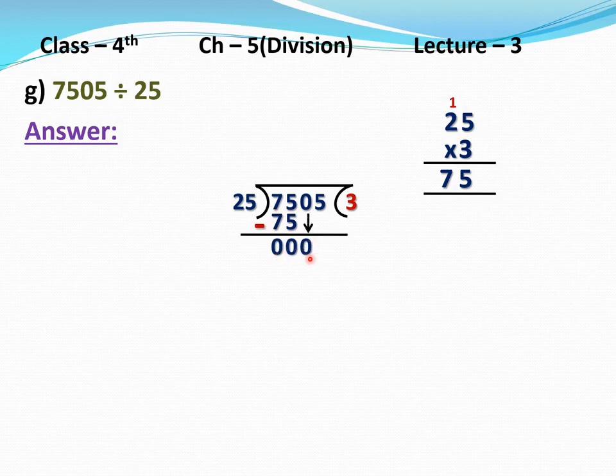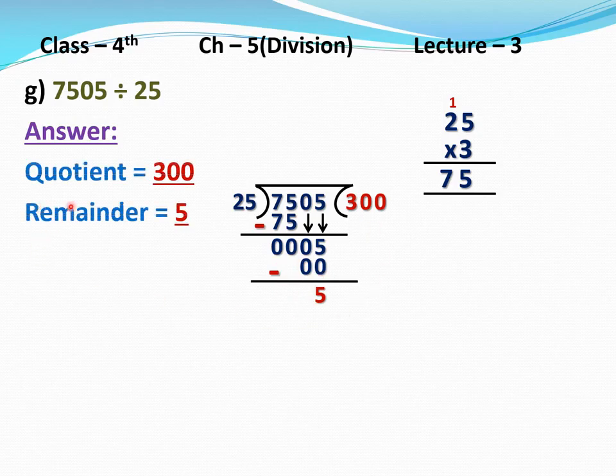Now take the next number, that is 0. So we will write 0 in the quotient. Now take the next number, that is 5. See, this 5 is less than 25. Okay. So we will multiply by this 0. 25 multiply 0 equal to 0. Clear? Okay. Now we will do subtraction. 5 minus 0, 5. Write 5 here. 0 minus 0, 0. Clear? Quotient is 300 and remainder is 5. Write down quotient equal to 300 and remainder equal to 5. Clear?